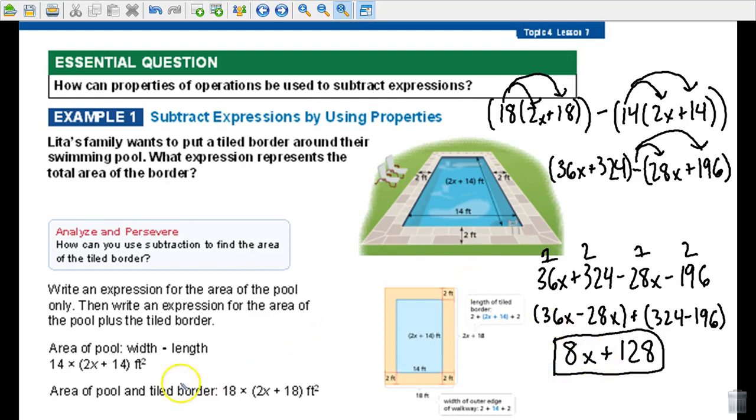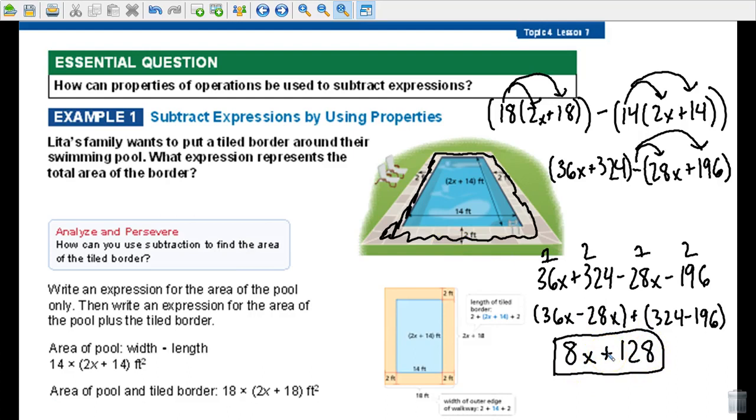So look at what I did. I took the area of the pool and the tiled border, wrote it, and then I subtracted the area of the pool because all we want is this area. So we're subtracting the whole entire thing minus just the area of the pool to find the area of the tile around it. And the area of the tile border would be 8x plus 128.